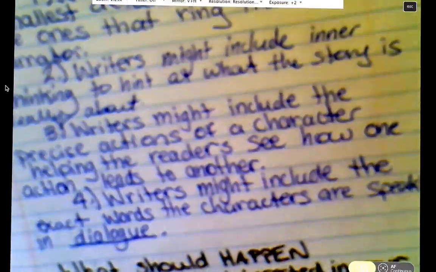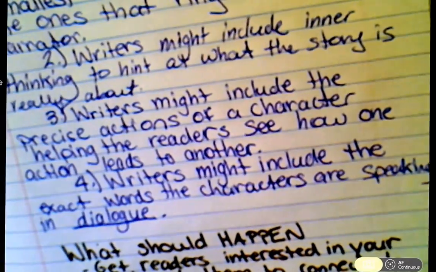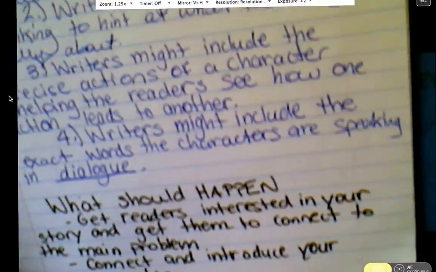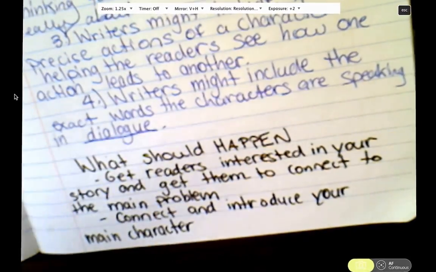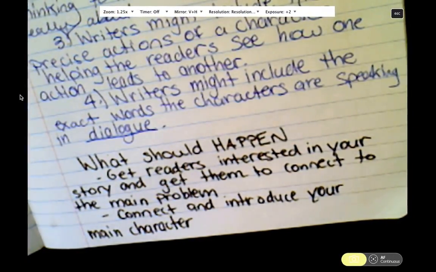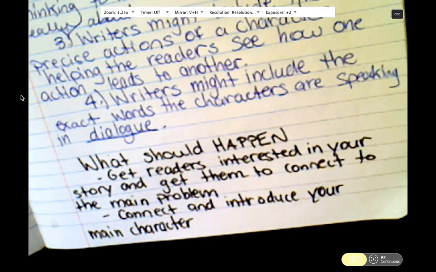And we can also talk about how writers might include exact words and, again, dialogue, right? So by doing all of that, we can get the readers to be interested in your story from the get-go and get them to connect with the main conflict. And most importantly, we want them to connect and we want you to introduce your character, because that's the whole reason we read stories. We read them to learn more about the characters. These characters have stories. You have stories, and you need to tell them.